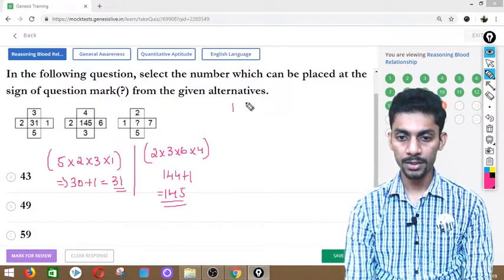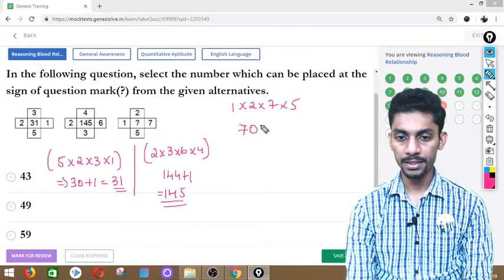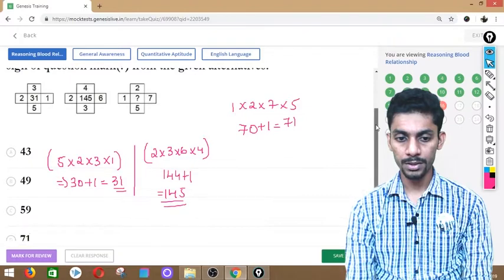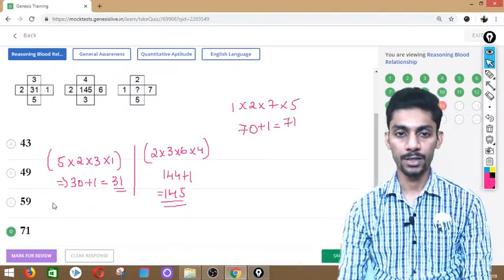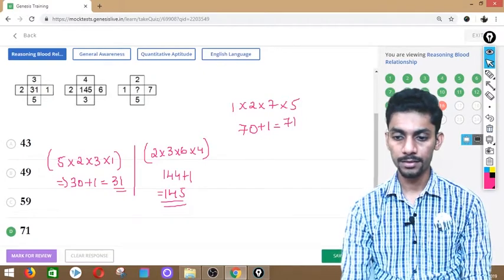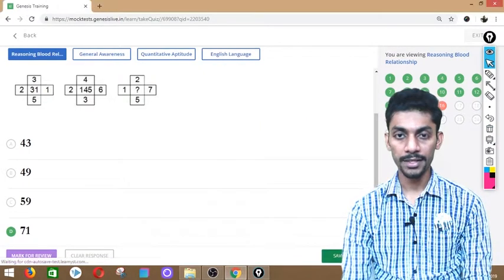At last, 1 into 2 into 7 into 5. 7 into 5 is 35, into 2 is 70. So 70 plus 1 is 71. That is option D, 71. Multiply everything, add 1. Clear? Yes. So mark it and go for next one.